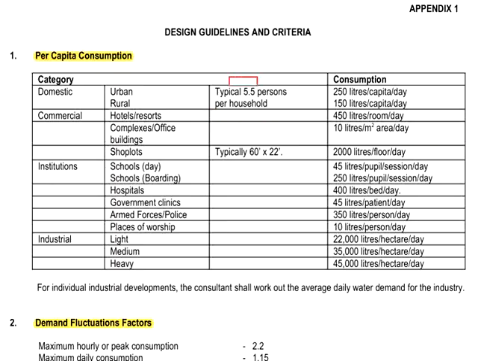On the basis of 5.5 person per household, the total consumptions for 1 unit of residential building would be 5.5 times the liters per capita per day, depending on the area of the development. As for the shop lot, for a typical size of 60 feet times 22 feet, 2,000 liters per floor per day. Let's say a shop lot has 3 floors. The consumptions, it would be 3 multiplied with 2,000 liters per floor per day.